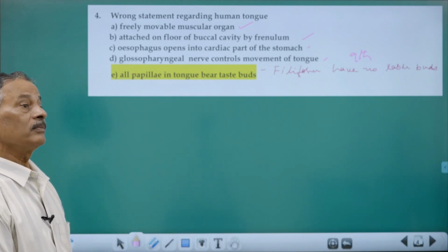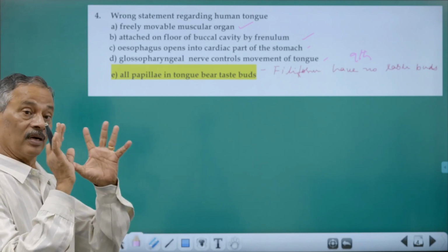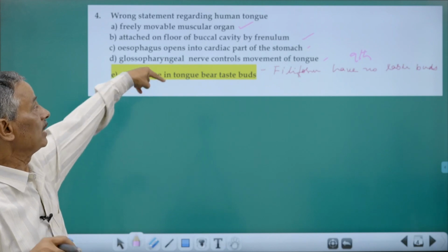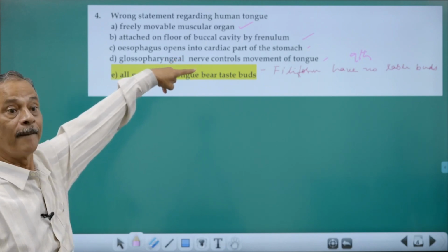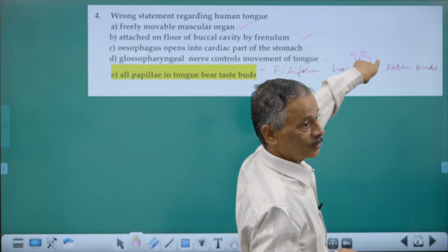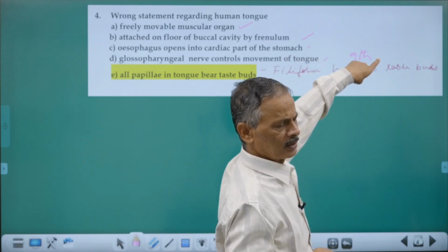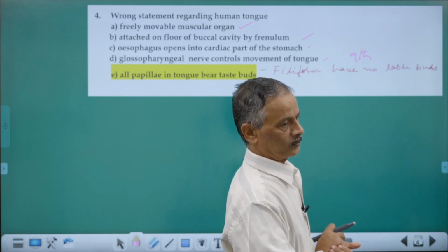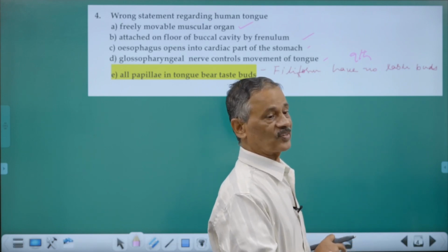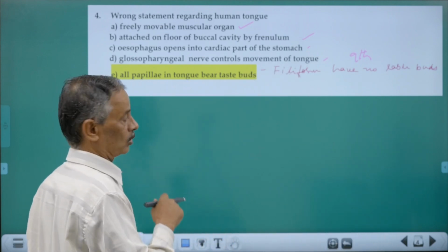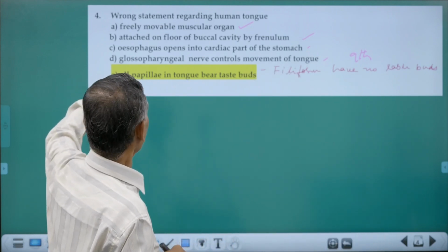We are having the 10th cranial nerve, vagus, supplying different parts of the alimentary canal, and this mainly is a mixed nerve which is controlling the movement of the tongue. Okay. We also have the 11th cranial nerve, spinal accessory, which is exclusively a motor nerve for the movement of the tongue.